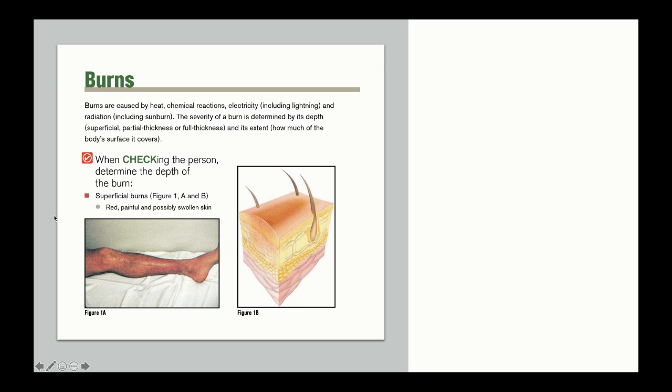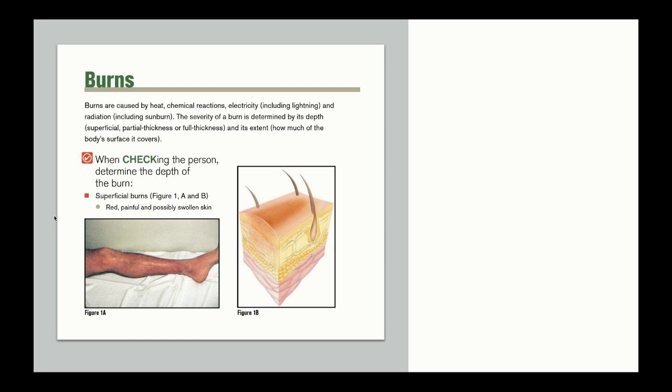We mostly think of burns when we think of heat. In fact, most people think of sunburns as a heat burn, but sunburns are actually considered radiation burns. The other causes for burns are going to be chemical reactions or electricity, which in the backcountry can also be caused by lightning, which we'll talk about in a few videos.